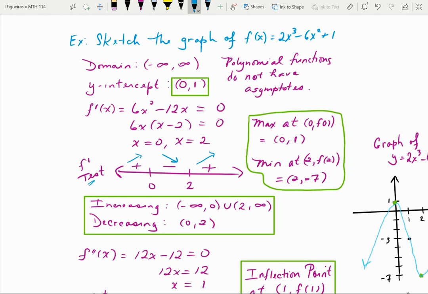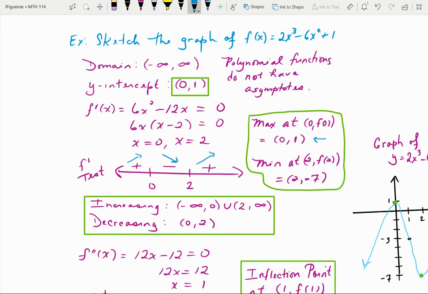So to summarize the behavior, it's increasing from negative infinity to 0 and from 2 to infinity and decreasing from 0 to 2. Okay, but our first derivative test allowed us to figure out that we also have maxes and mins. So we have a maximum at 0, and when x is 0, your f of 0 is 1. So I have a max here.